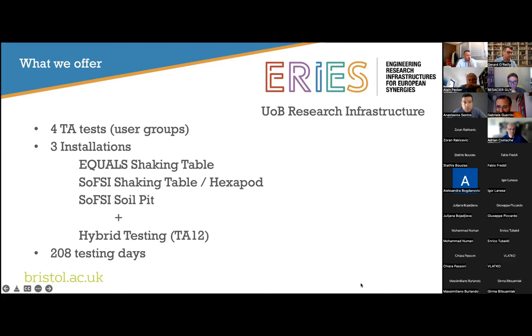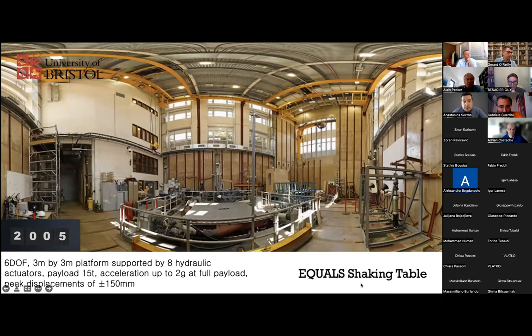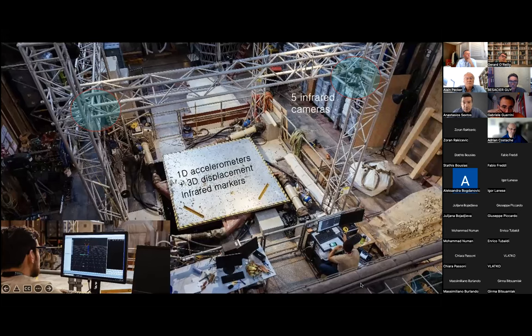This is just an overview of how potential users can use our facilities. Most of you may already be aware of the EQUALS lab within the campus of the University of Bristol, which consists of a 6 degrees of freedom shaking table, 3x3 meters. That's a platform that can bear a payload of 10 tons at maximum performance, which is up to 2g, and has a stroke of plus or minus 15 centimeters. For users interested in monitoring the performance of structures in 6 degrees of freedom, this is our visualization system. It can accommodate about 3,000 markers through 5 infrared cameras, and we can reproduce their motion in space and in time with a resolution of 0.1 millimeter.